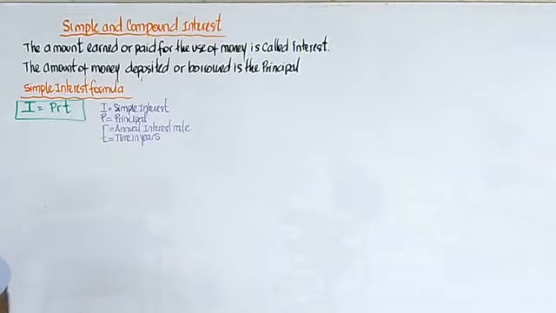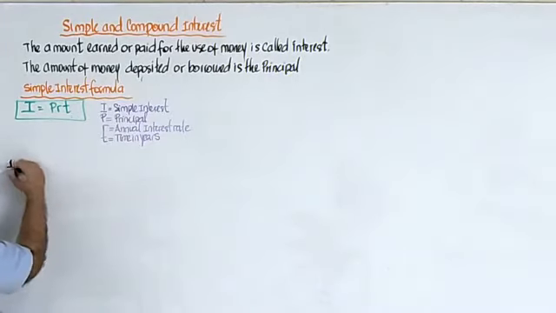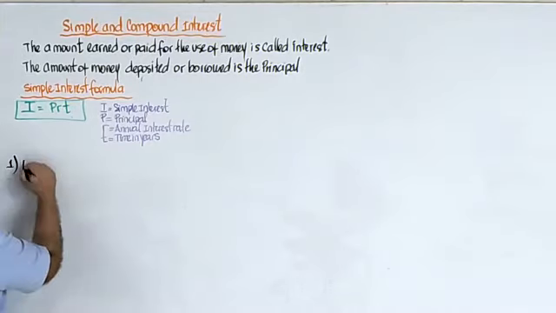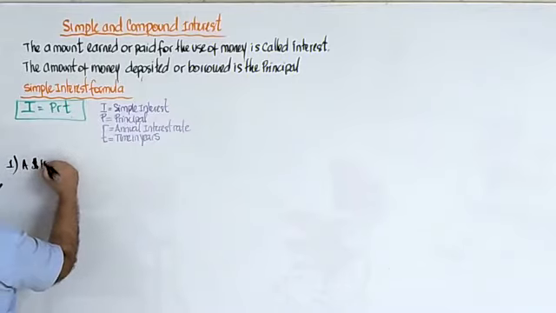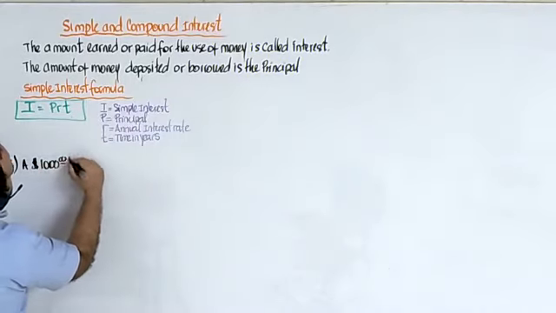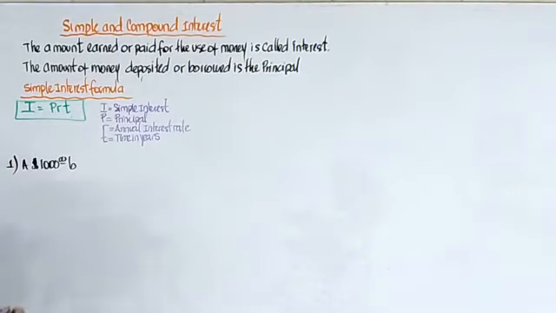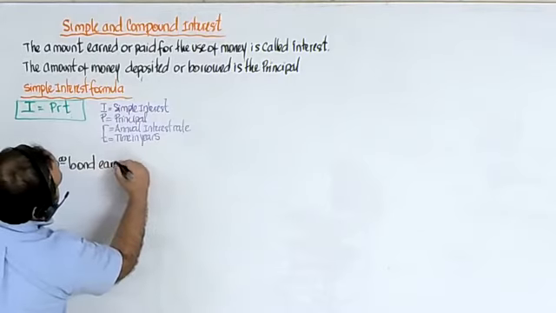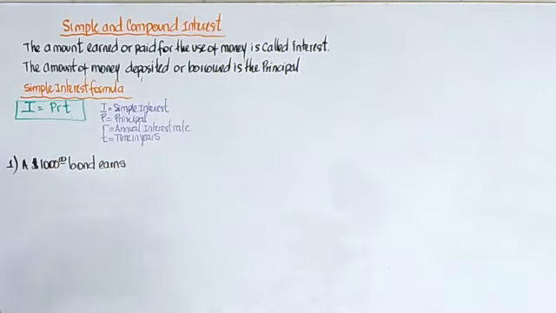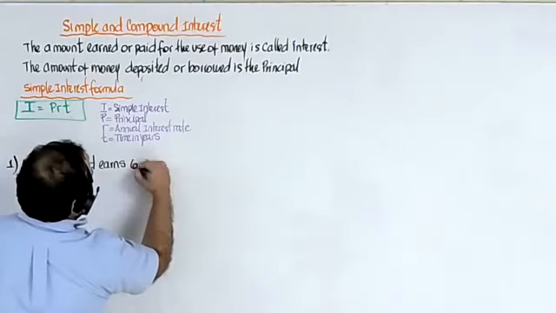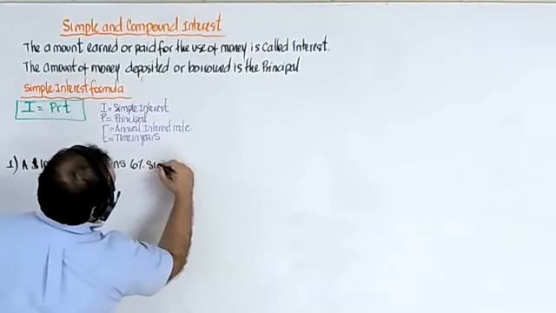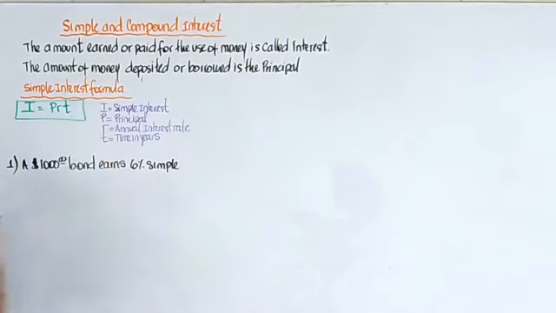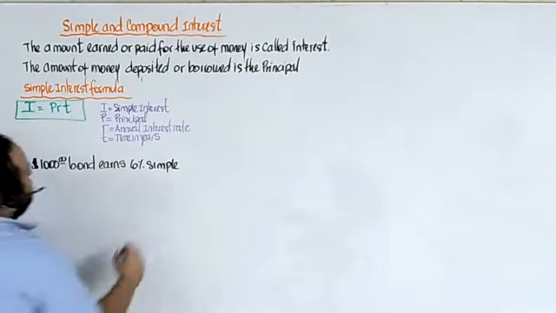The first example, example number one, says: a $1,000 bond earns a 6% simple annual interest.